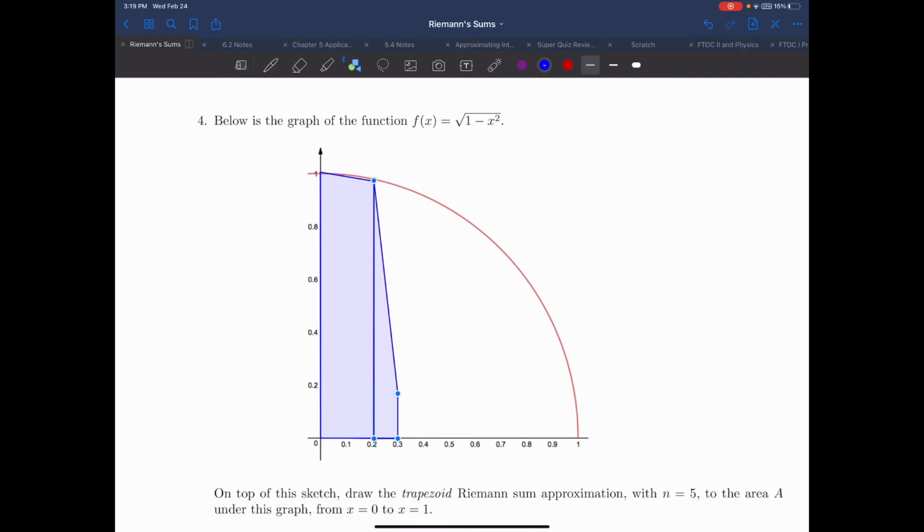So with these, both of the endpoints touch the circle. You can probably already see that the trapezoidal sums are going to be the most accurate. So they're a little more accurate than even the midpoint sums. And the more that you have, the more accurate it's going to be. And that's kind of the point of this.